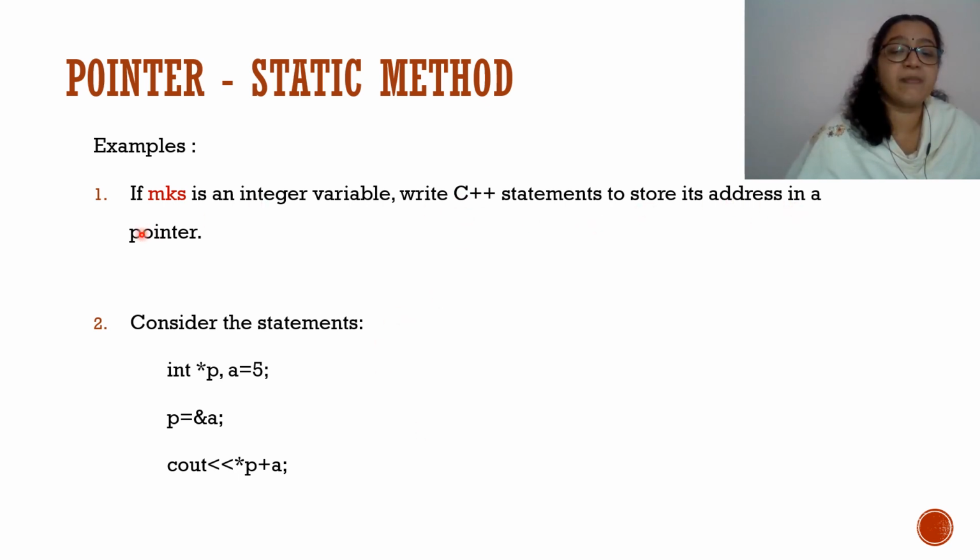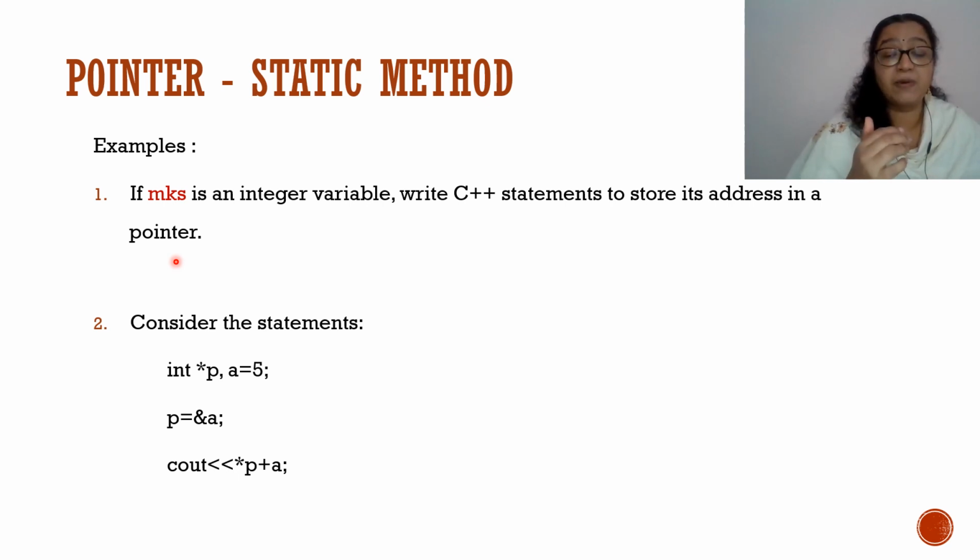More example. If mks is an integer variable, write C++ statements to store its address in a pointer. Mks is a normal variable, an integer one, and we want to write the statements in C++ to store its address in a pointer variable. So how can we declare? Yes, it's an integer, so we write int. And for declaring a pointer variable, we put star, the asterisk sign. So int star, then put a variable name, P or PTR1.